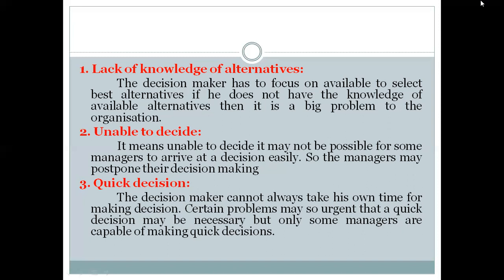Point number three, quick decision. The decision maker cannot always take his own time for making a decision. Certain problems may be so urgent that a quick decision may be necessary. But only some managers are capable of making quick decisions. Yes, guys, the decision maker cannot delay every time. There will be certain problems which need an immediate solution. Being a manager, you need to make a quick decision and that decision should give success. That is the biggest problem of decision making.